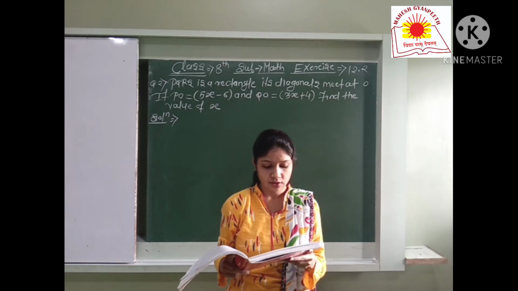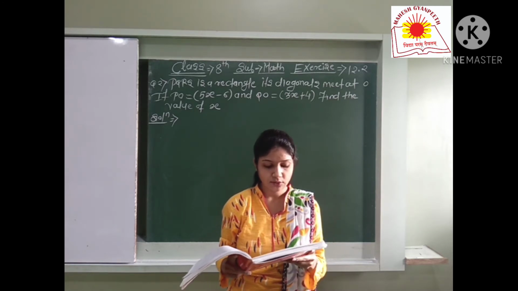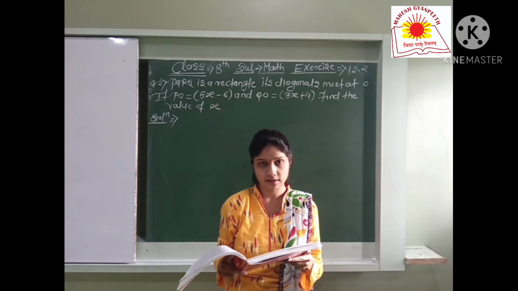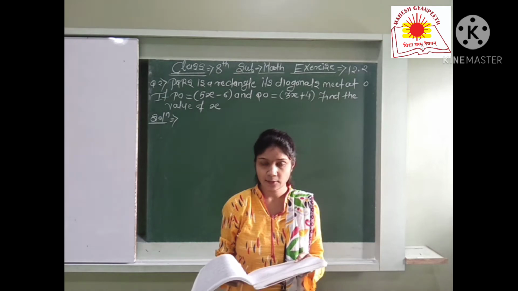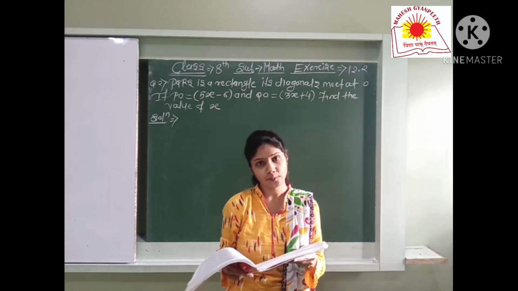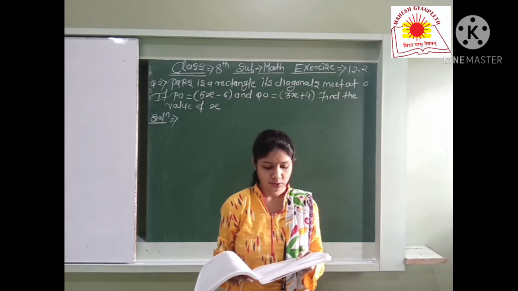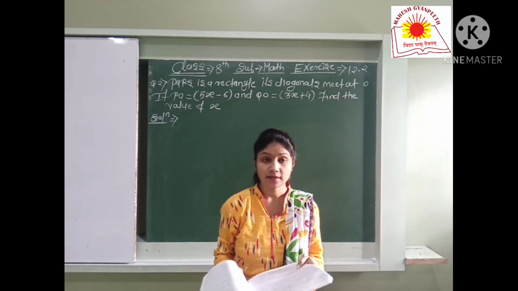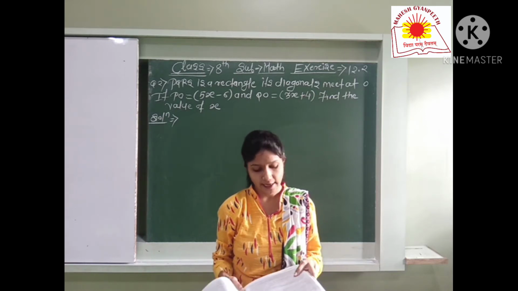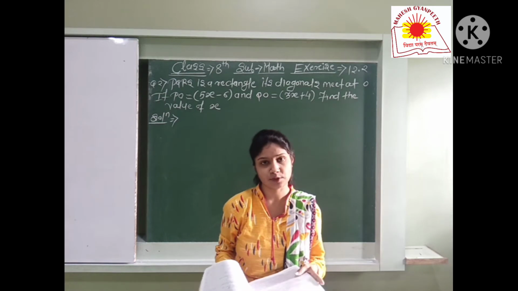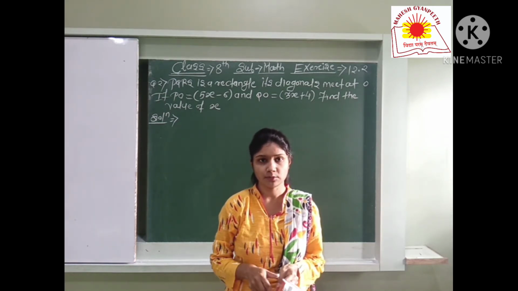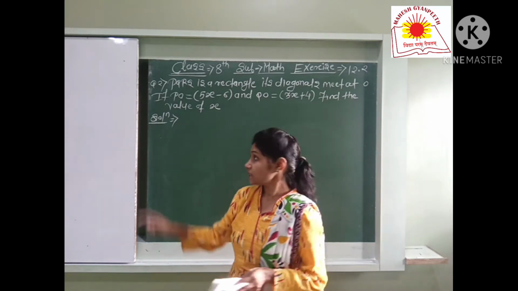What is question number 1? Give reason why a square can be considered as a special type of parallelogram, special type of rhombus and special type of rectangle. We have to write down only the reason why a square can be considered as a special type of parallelogram, rhombus and rectangle. You have to solve this properly in your notebook.